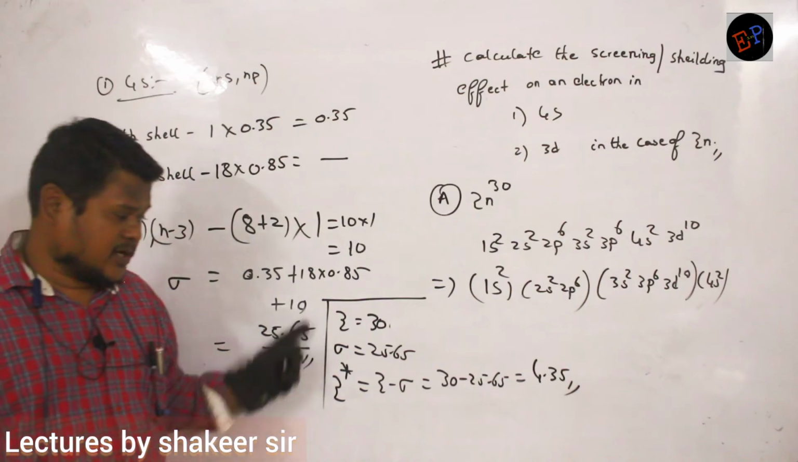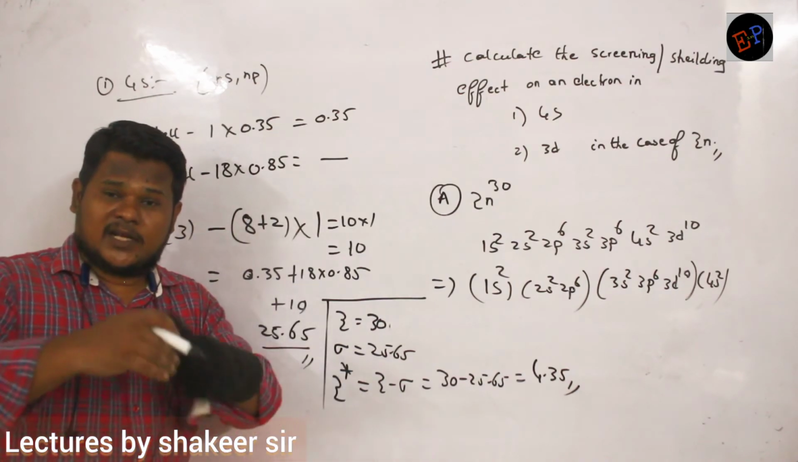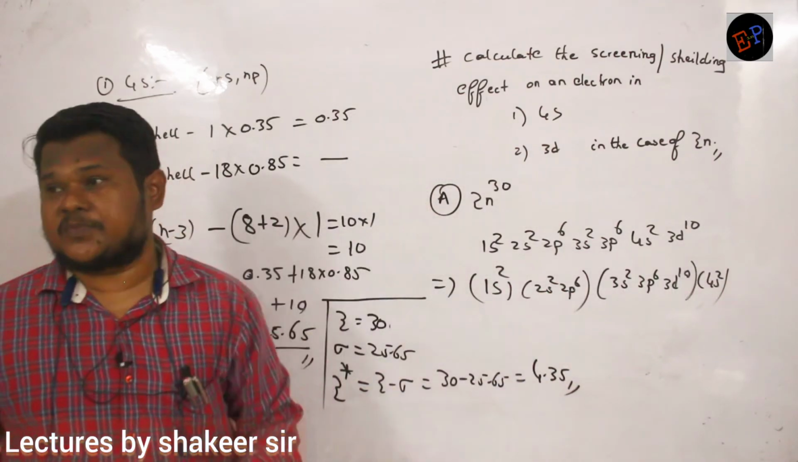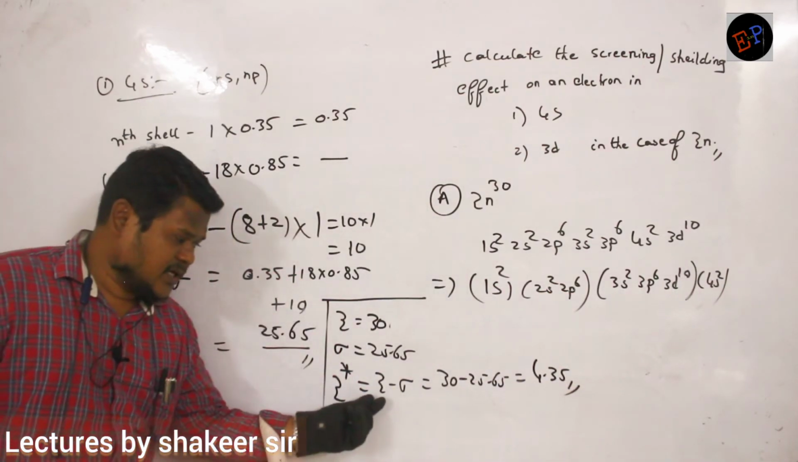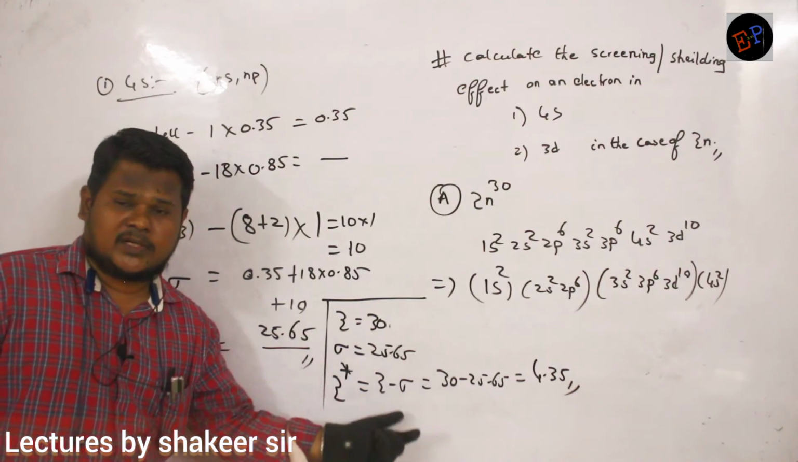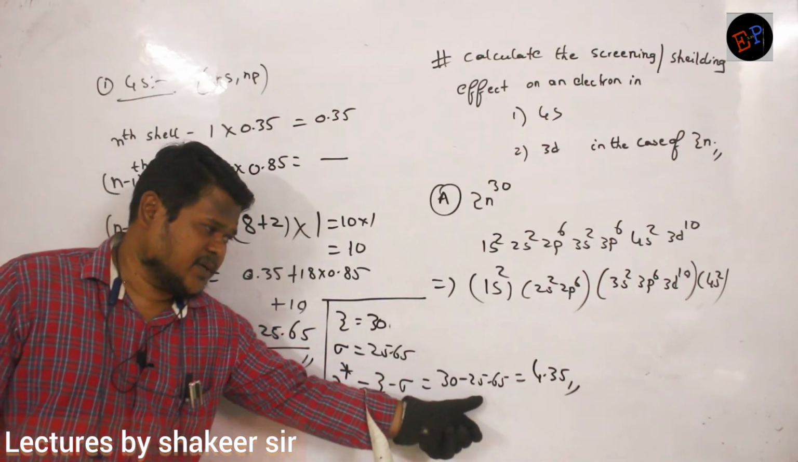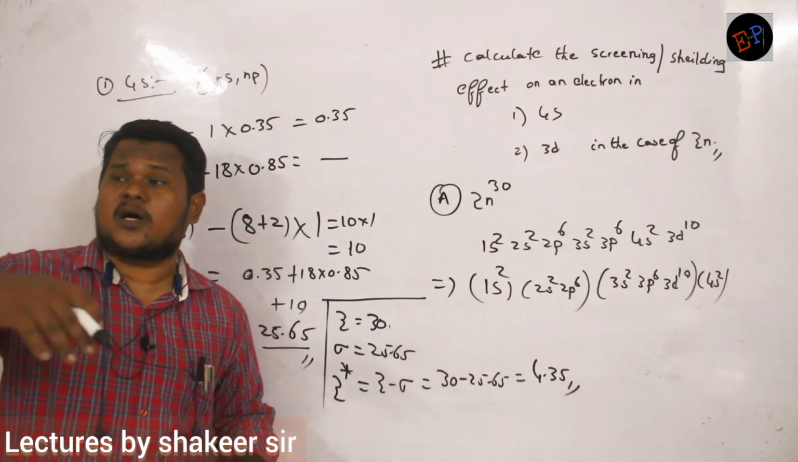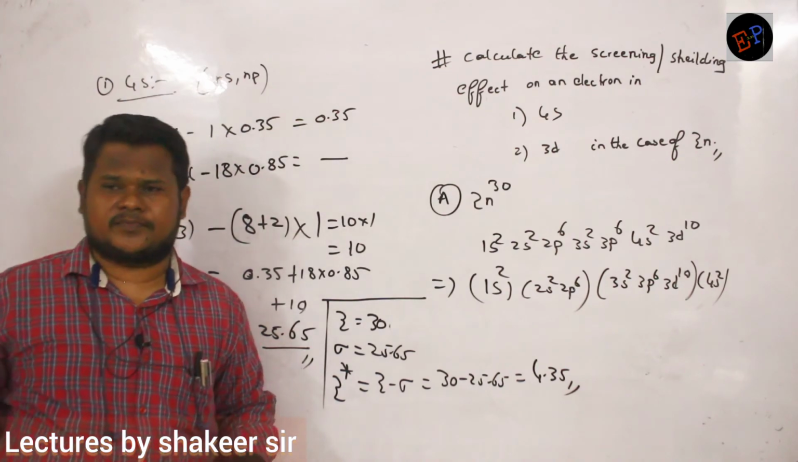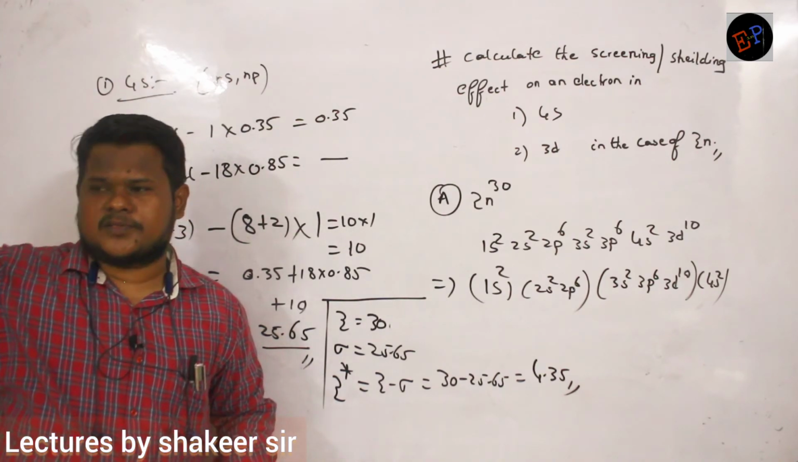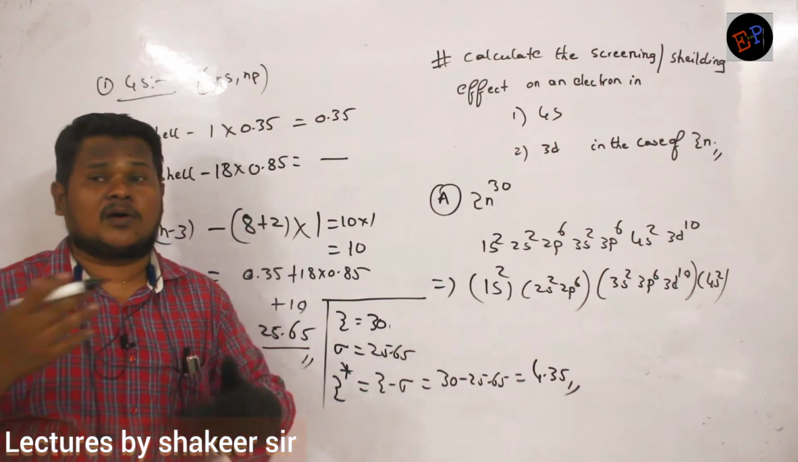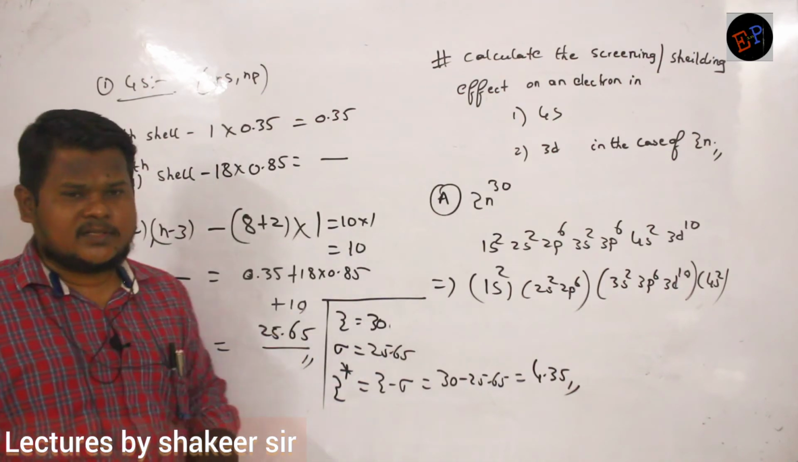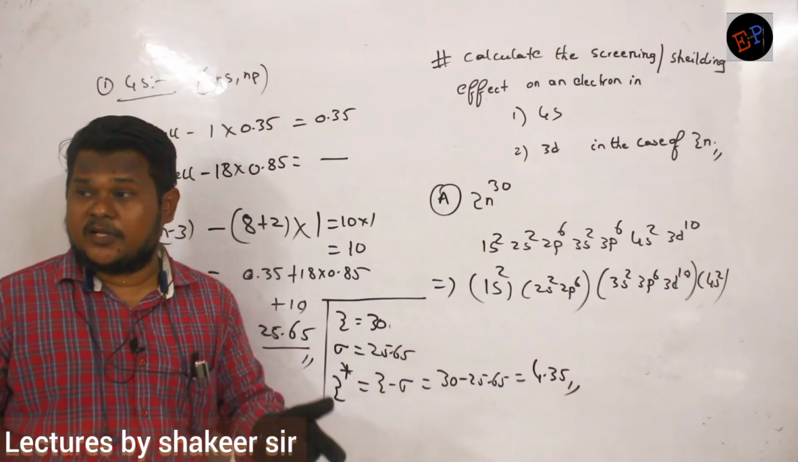But what should have been the actual nuclear charge? If electrons are absent, only one electron is present in 4s, and all the remaining electrons are absent, then the nuclear charge should be 30. But how much am I subtracting? I am subtracting 25.65. It means the effect of the nucleus on the electron in the 4s is very, very less. Are you able to understand? Because there is a very large force of repulsion between the electrons. So this concept we can call the shielding effect, or the screening effect.